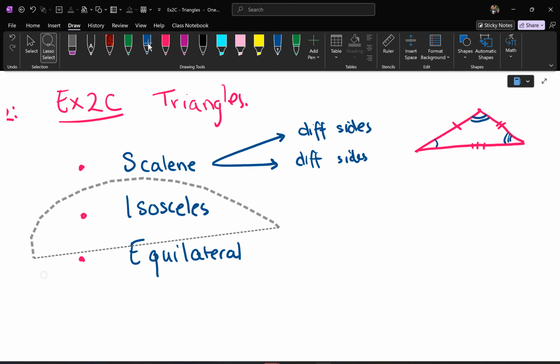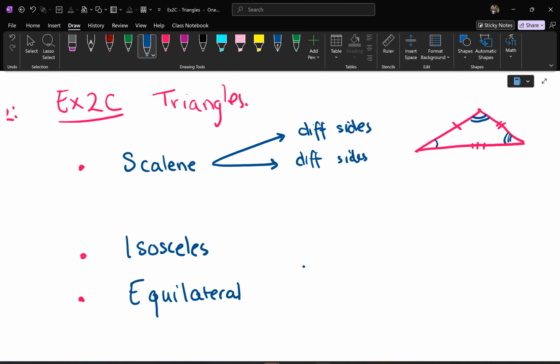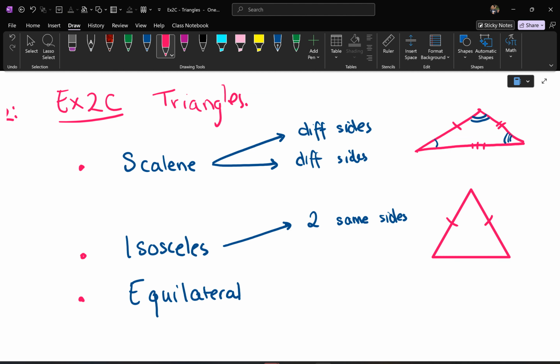Let's do the same. Isosceles. An isosceles triangle has what property? Name me one. What's the property that you know about an isosceles triangle? Good. 2 same sides. So they have 2 sides that are the same. So here's a triangle where both 2 sides are labeled with a dash, meaning that the 2 sides are equal. But that means the third side's not equal. So third side's a different side. So I'm going to do 2 dashes there.